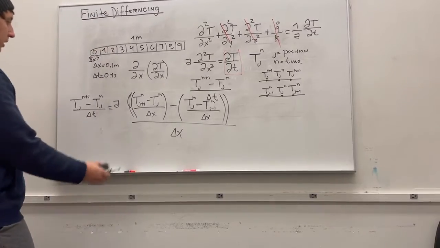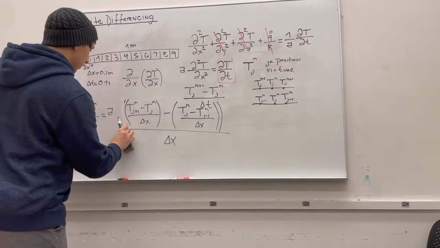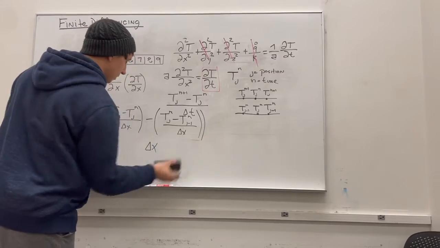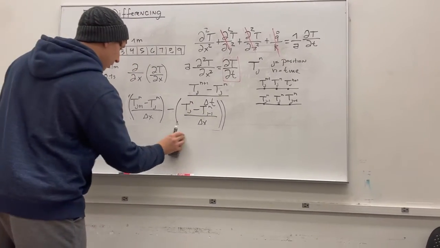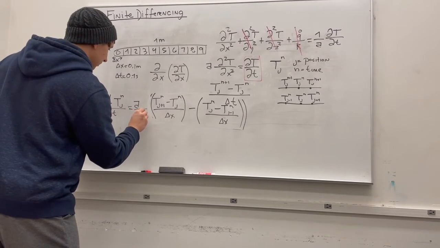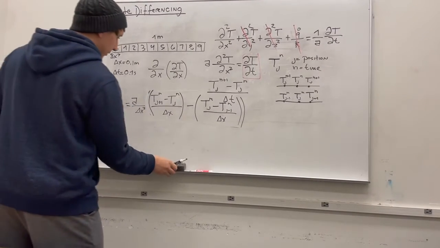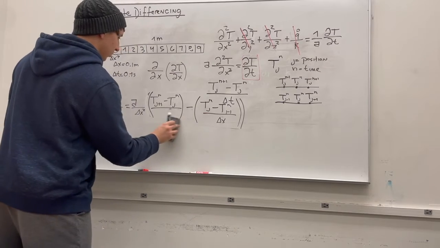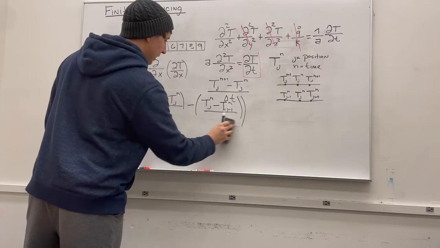So if we actually clean this up a bit, I can remove some of these things here instead of erasing a ton. This delta x can actually eventually come out in front right here, and it's going to be delta x squared. So we can get rid of that here, we can get rid of that here.